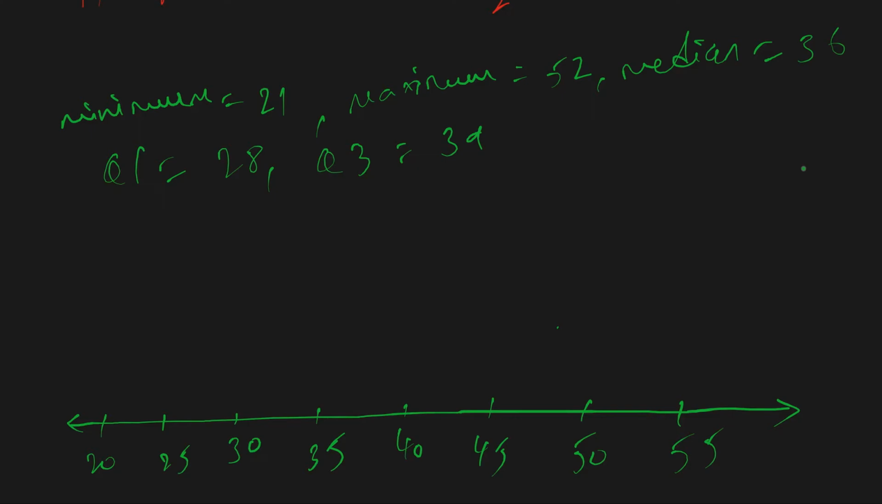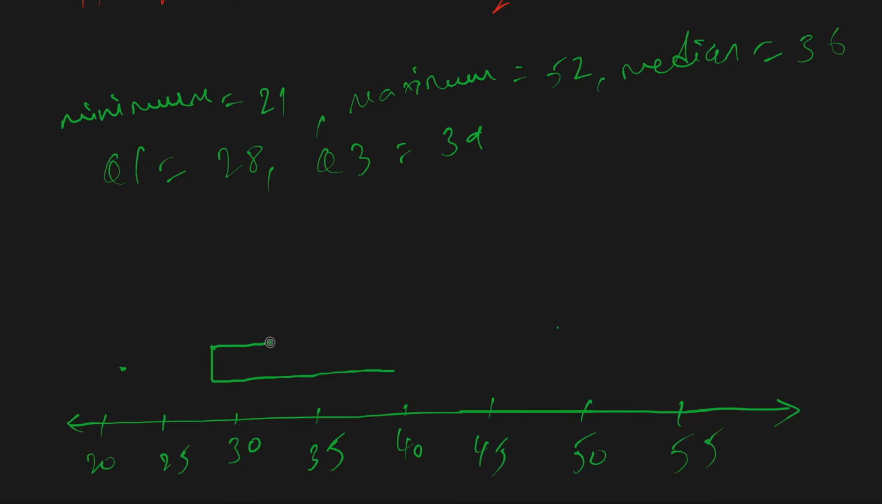Cool. So the minimum is 21, which is somewhere here. Our maximum is 52, which is somewhere here. The median is 36, which is close to here. And then Q1 is 28, so it is somewhere here. So Q1 is here, which is 28. Q3 is 39, which is close to 40, which is, let's say, close to here.